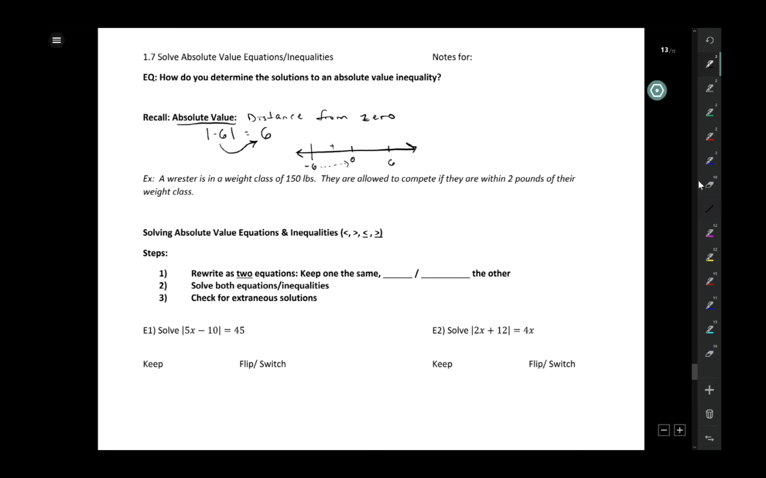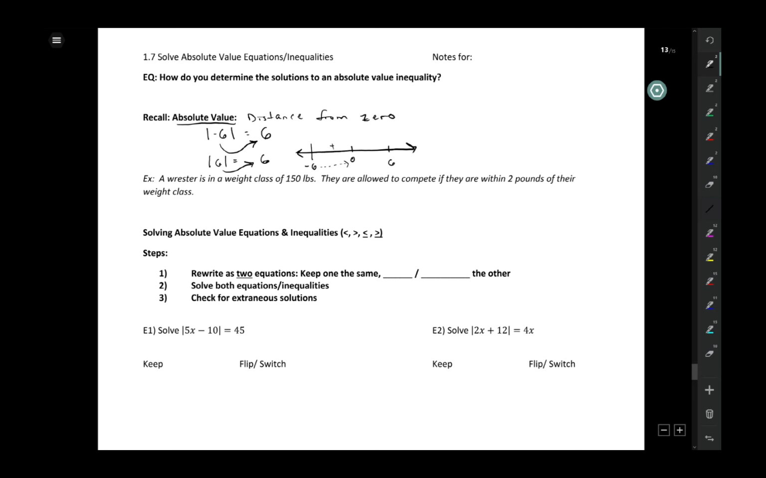If you walk backwards again to -6, you again moved 6 more units. So absolute value always takes a negative and makes it positive. It keeps the same for positives. It's mainly about the negatives.